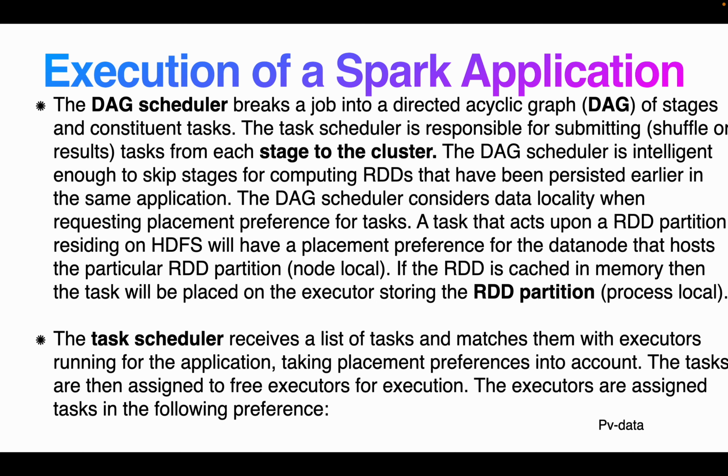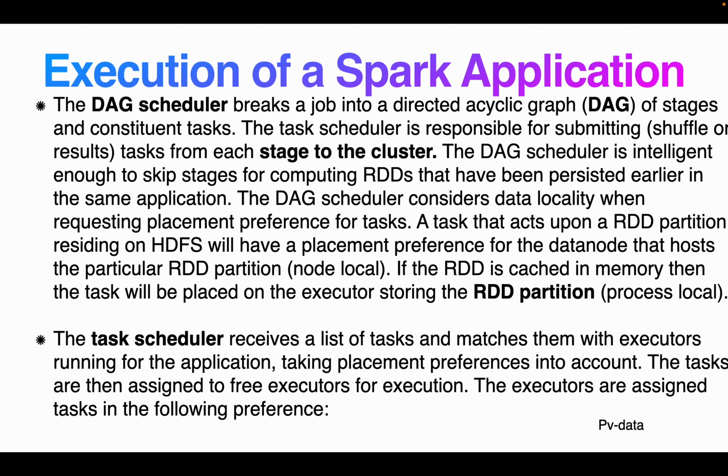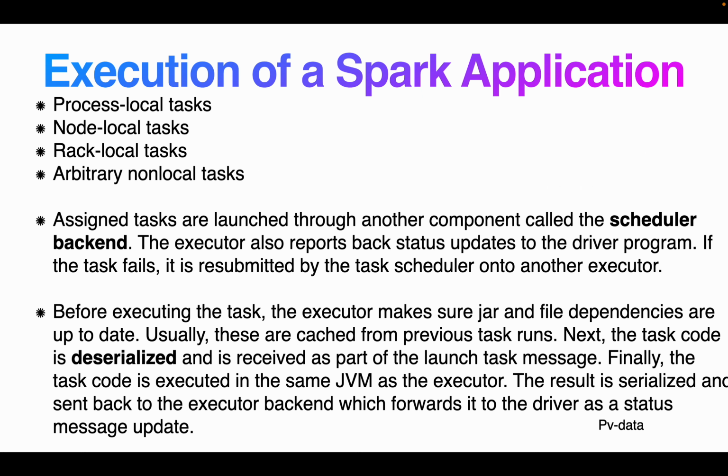The task scheduler converts all the DAG into launch tasks via the cluster manager. The task scheduler receives a list of tasks and matches them to executors running for the application. Taking placement preference into account, the tasks are then assigned to a free executor for execution. So tasks will be assigned to each executor. The executors are assigned tasks with the following preference.